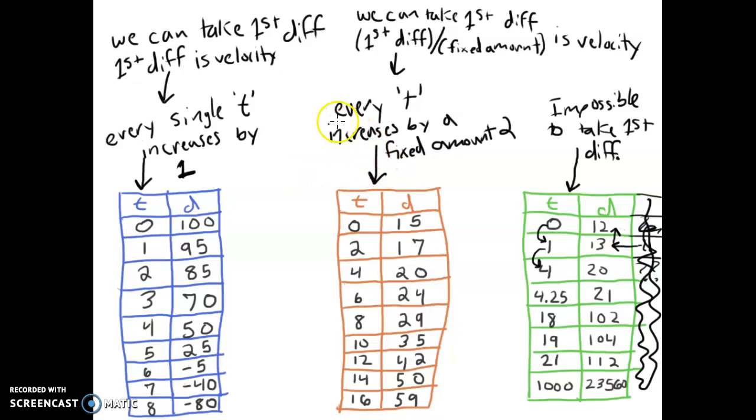We're 5 minutes into the video. Thank you for bearing with me. The problem here is to calculate the first difference of this first box and find the velocity, and then calculate the first difference of the second box and calculate the velocity. Remember, in the second data table here, you need to normalize by dividing by a fixed amount in order to get velocity.